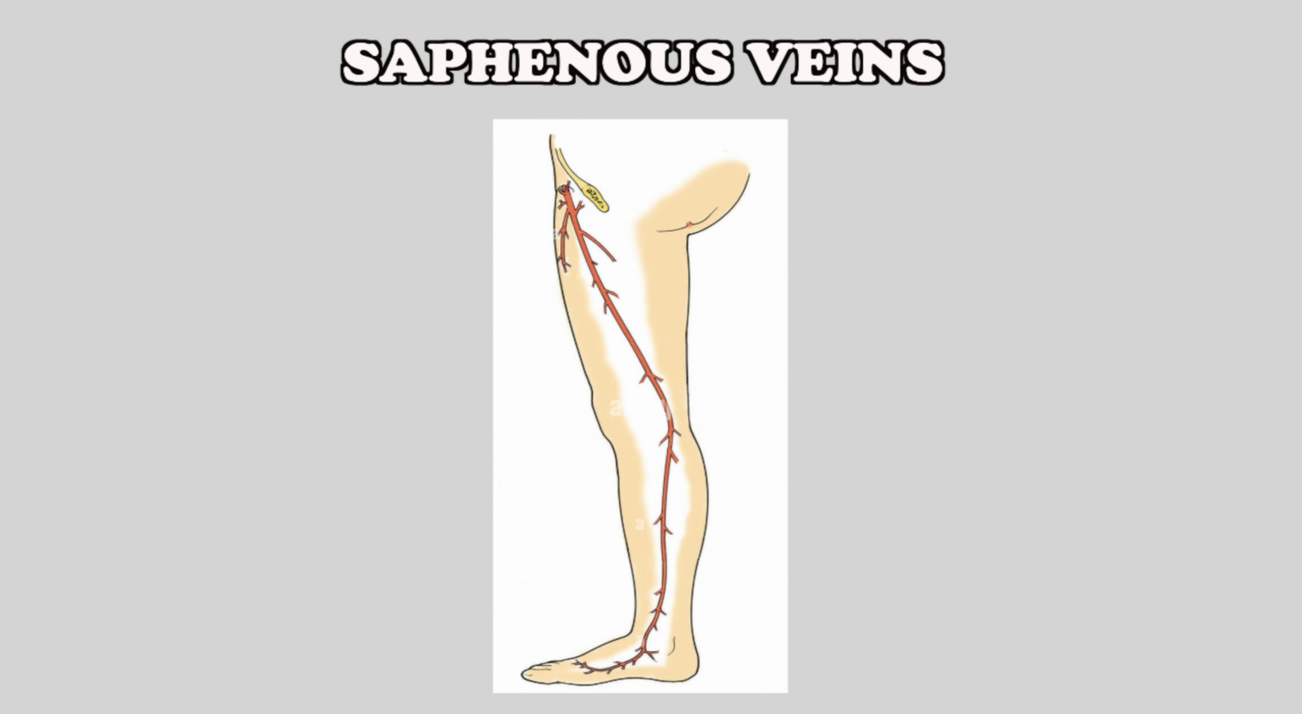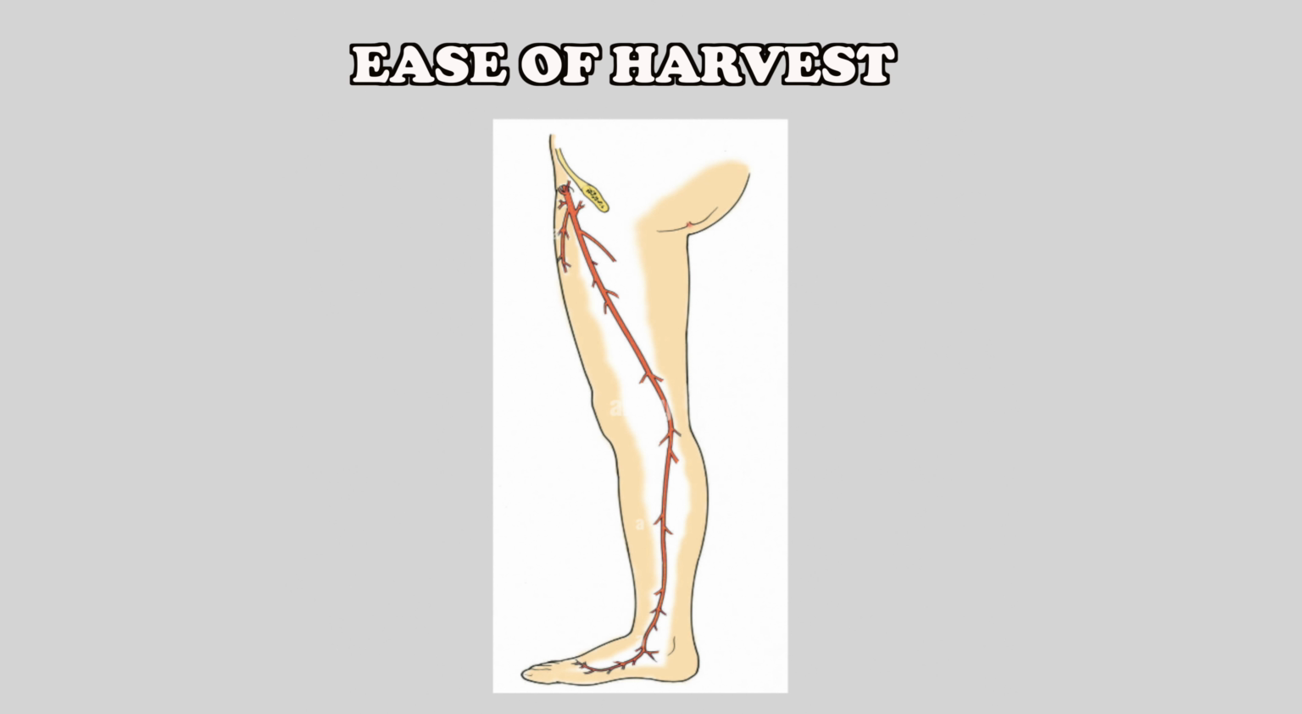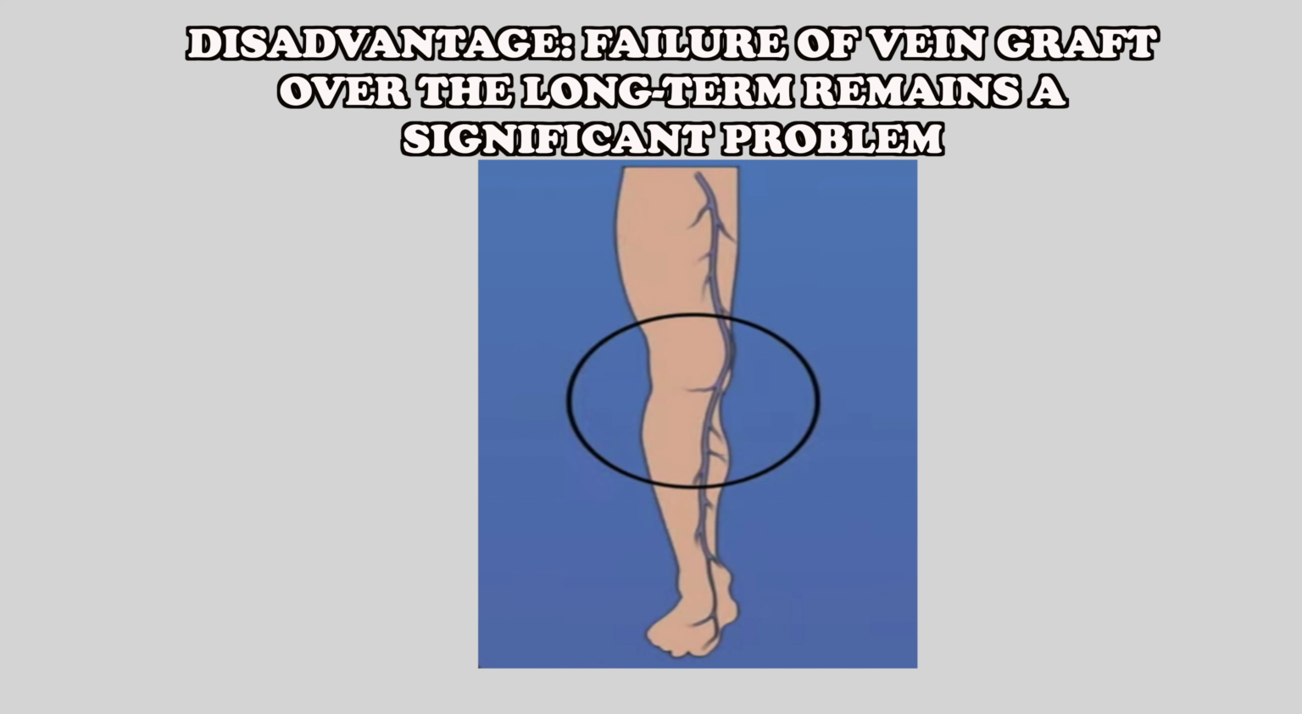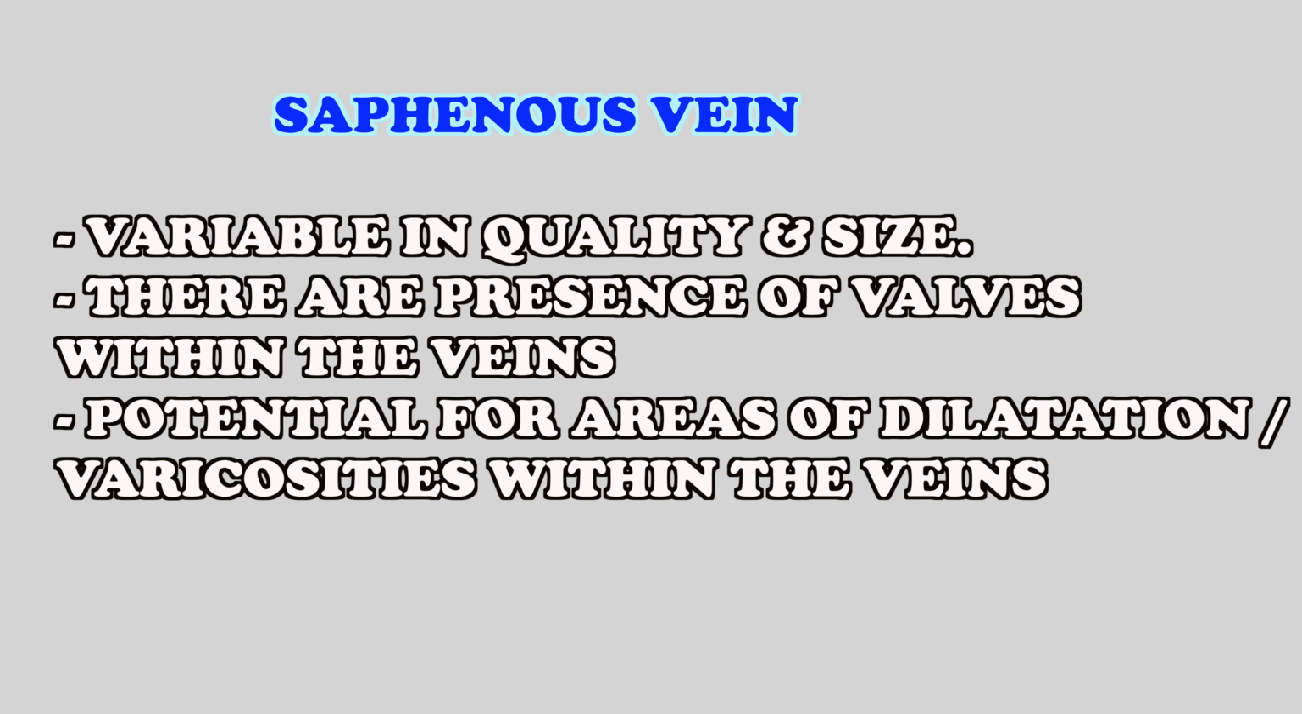The saphenous vein is commonly used for bypass due to the ease of harvest, which can generally be done through small incisions, which means less scarring and faster recovery. But the disadvantage is that failure of vein grafts over the long term remains a significant problem. The reasons are that the saphenous vein is variable in quality and size, there is the presence of valves within the veins, and the potential for areas of dilatation. That's what we call varicosities within the veins.